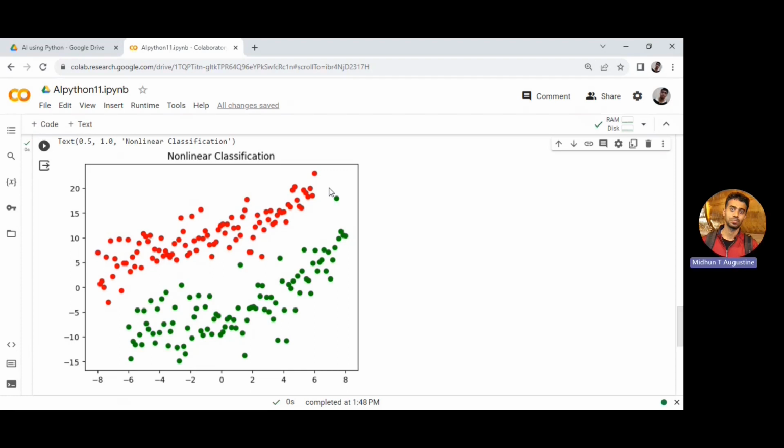In the next few lectures, we will be focusing on various linear and nonlinear classification methods. And in the next lecture, we will discuss support vector machine, which is a popular linear classification method.